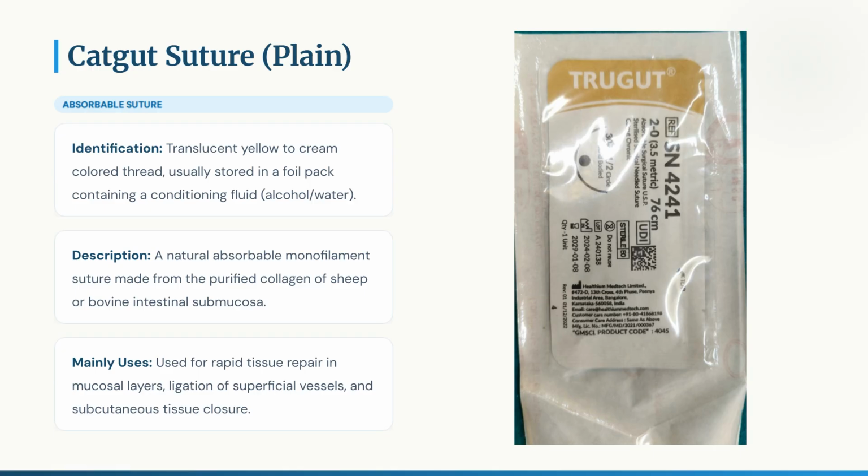Catgut suture, plain, is a natural, absorbable monofilament suture. It is used for rapid tissue repair in mucosal layers, ligation of superficial vessels, and subcutaneous tissue closure.